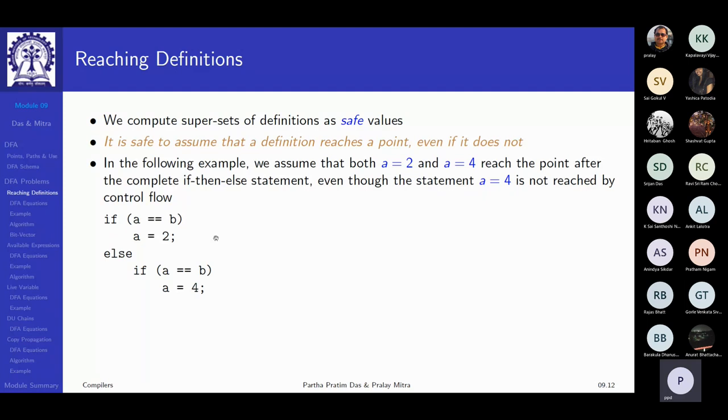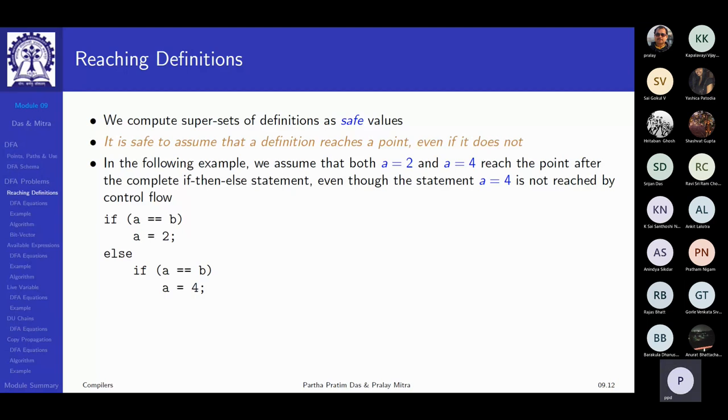For example, this can very easily happen. If you look into this small code here, if A is equal to B, I define A to be 2. Else, I again check A is equal to B and I assign A as 4. Now, this definition, A assigned 4, as you can see, will never be reached in a real control flow. Because if A is equal to B, then it will assign A to 2. Else, if it is not equal to B, then obviously it will not satisfy the check of A equal to B again. So whether or not A is equal to B or A is not equal to B, A assigned 4 will never actually be reached by the control flow.